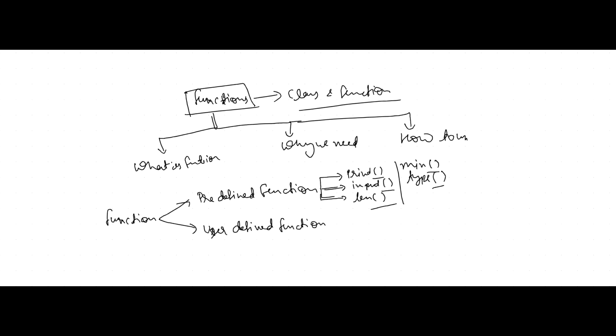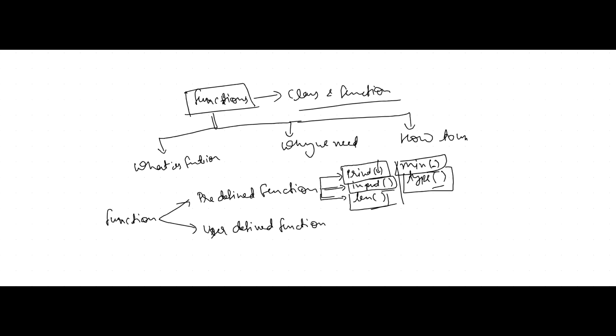So why do we use the print function? To print something which has been written here or change the line. Input, to take the input from the user. Length, to give the length of the objects. Minimum, gives the minimum value from the given sequence or interval. Type, to check the data type. So all these functions are already defined in Python, the predefined ones, for some specific use.